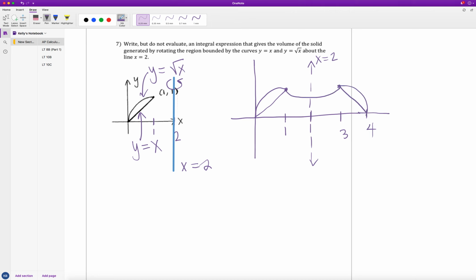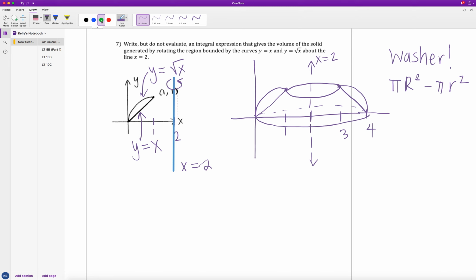Now when I rotate this and flip it around and get this three-dimensional shape, it's going to create some donut-like feature, because I'll have a hole going down the center of it. This is definitely going to be a washer scenario because the axis of revolution isn't even touching the region I'm rotating. So we'll be trying to find our big radius, and we'll also be trying to find our little radius.